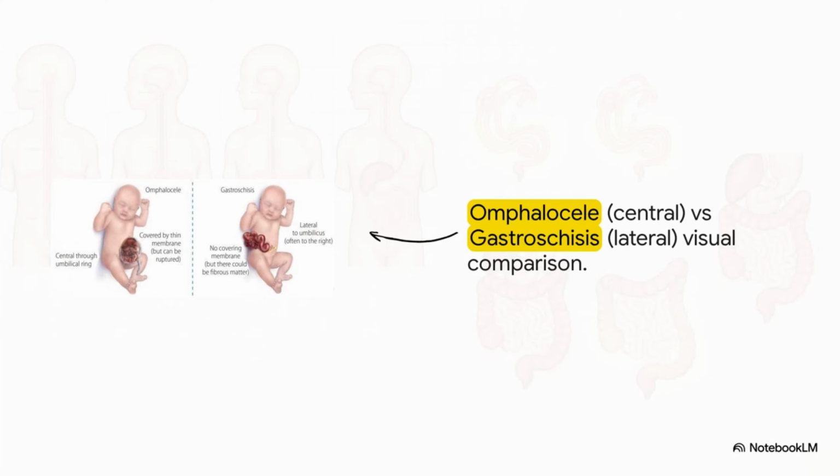Let's put them side by side to really cement this in your brain. On the left, you've got the central, membrane-covered omphalocele pushing right through the umbilical ring. And on the right, contrast that with the lateral, exposed, completely uncovered bowel of gastroschisis. That right-sided defect is actually thought to be caused by abnormal body wall closure around the connecting stalk. Take a mental snapshot of this comparison right now, guys. It is incredibly high yield.